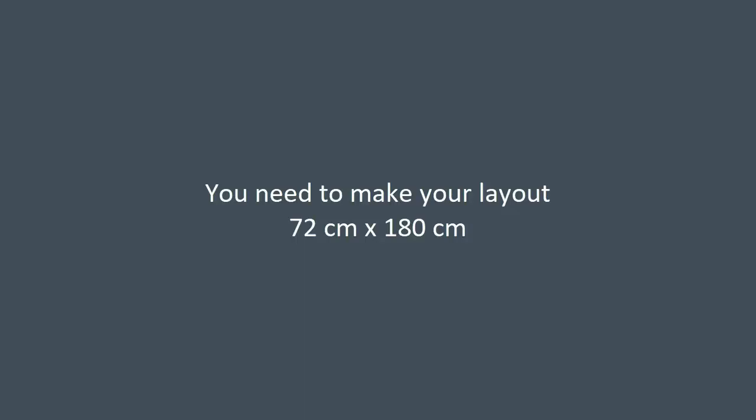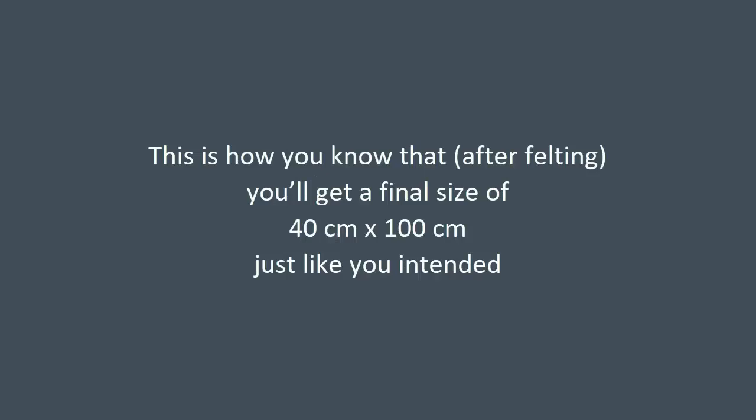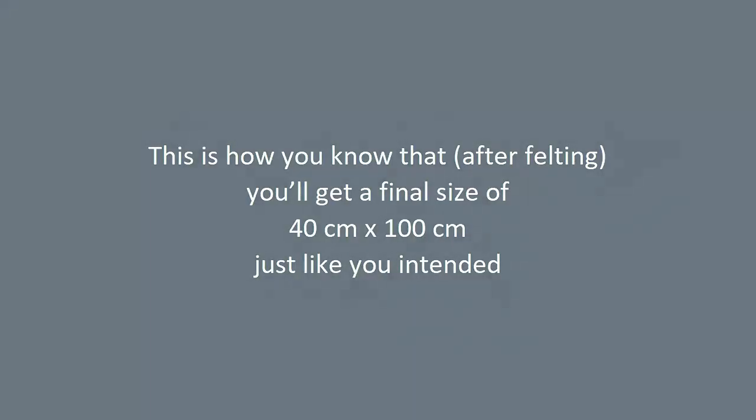If you were to make a pattern for your table runner, this is exactly how big it would need to be. But of course, you'll need to use the same wool type, the same layer thickness, and everything else you've done with the sample. And this is the way you know that after felting, you'll get a final size of 40 by 100 centimeters, just like you intended.